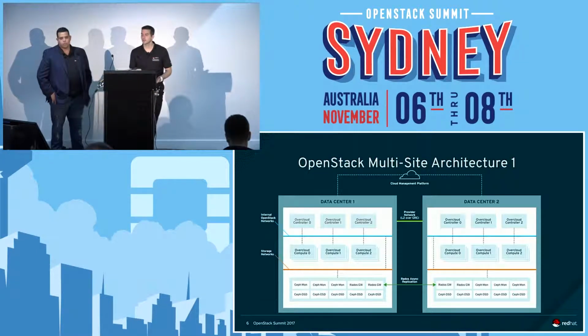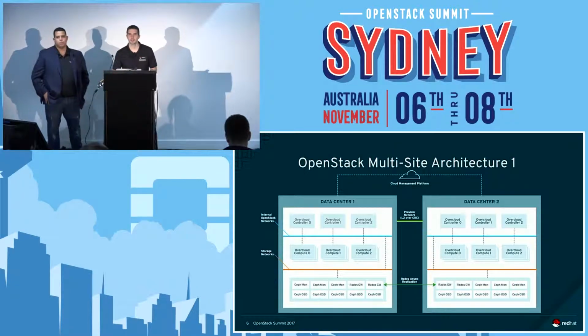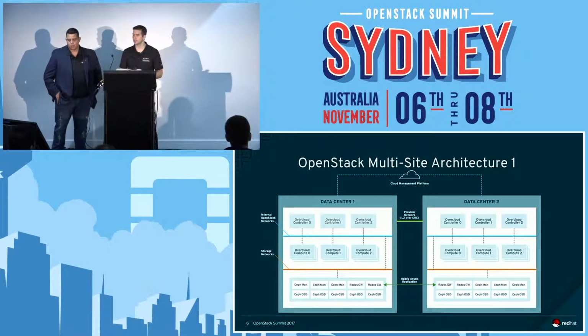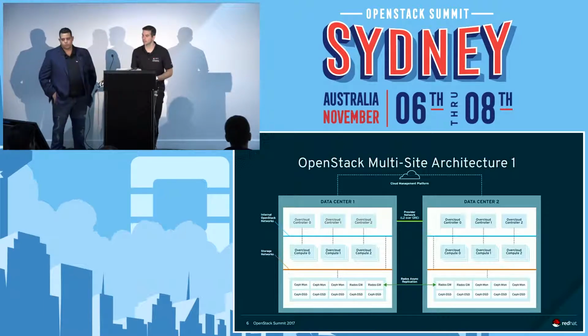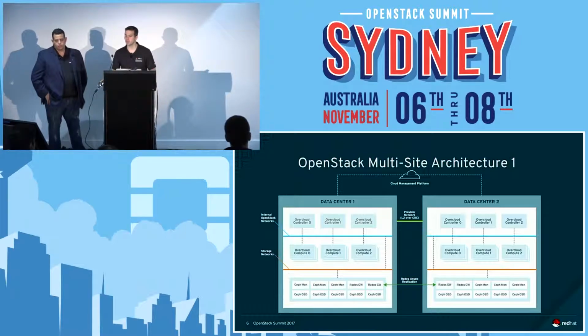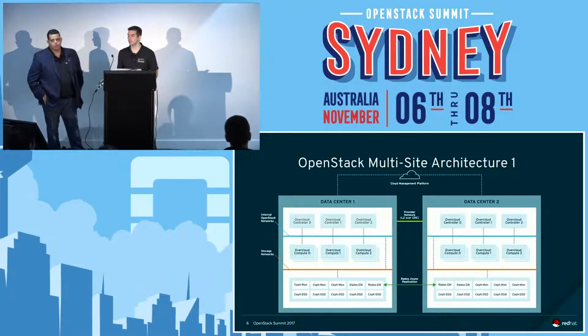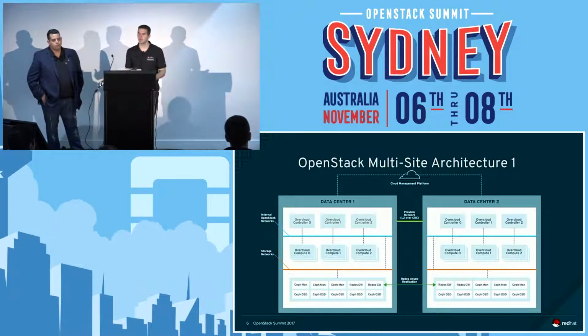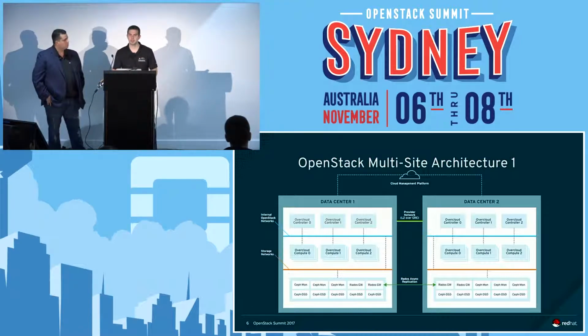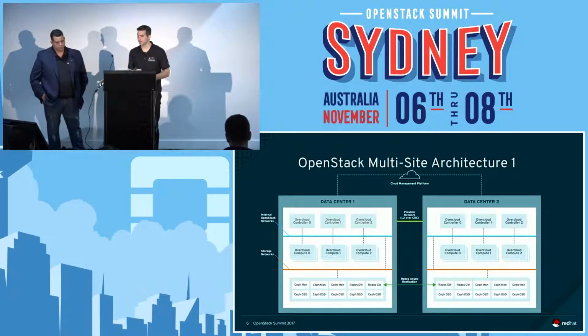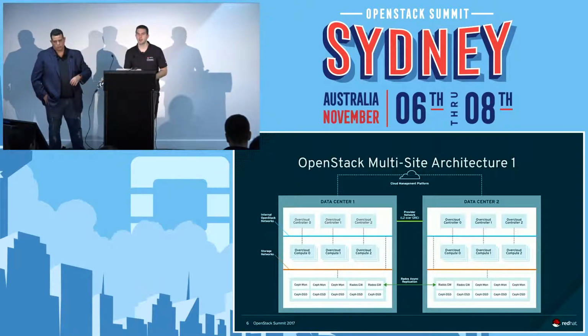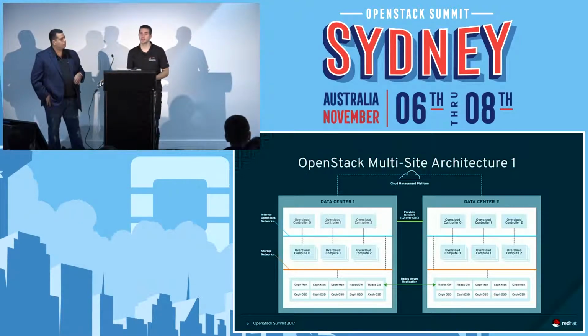So here we're going to talk a little bit about the different OpenStack multi-site architecture environments that we potentially use. One that we considered consisted of two data centers, data center 1 and data center 2. In this environment, we had 3 controller nodes, 3 compute nodes, 3 Ceph monitor nodes, 5 Ceph OSD nodes, and 2 Rados gateways.